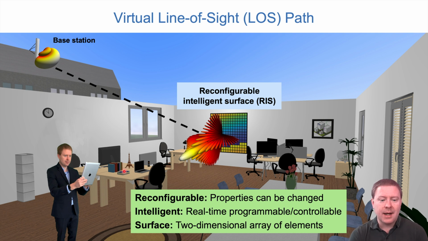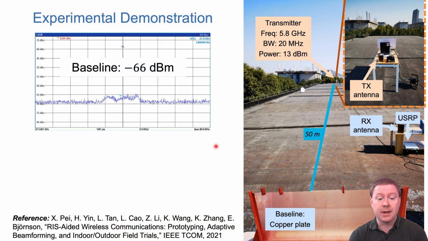So it might sound a bit like science fiction that we can somehow change the wave propagation in real time, but this is actually something that has already been demonstrated. So here is some work that we did a few years ago. So there is a base station here, a transmitter with a horn antenna sending a signal. Here is a copper plate and here is a receive antenna.